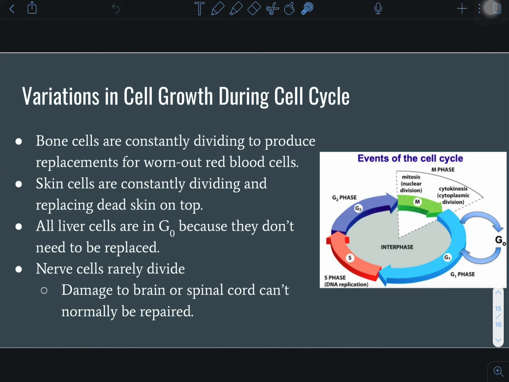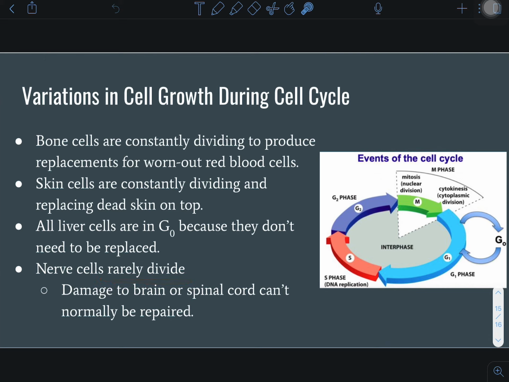Different cells go through cell division differently. For example, bone cells are constantly dividing to replace worn out cells. I think they say every 8 years your skeletal system has been completely replaced by new cells. Skin cells are constantly dividing, and you have dead skin cells on top. When you cut yourself, those skin cells are replaced. All liver cells are in G0 because they don't need to be replaced. And nerve cells rarely will divide.